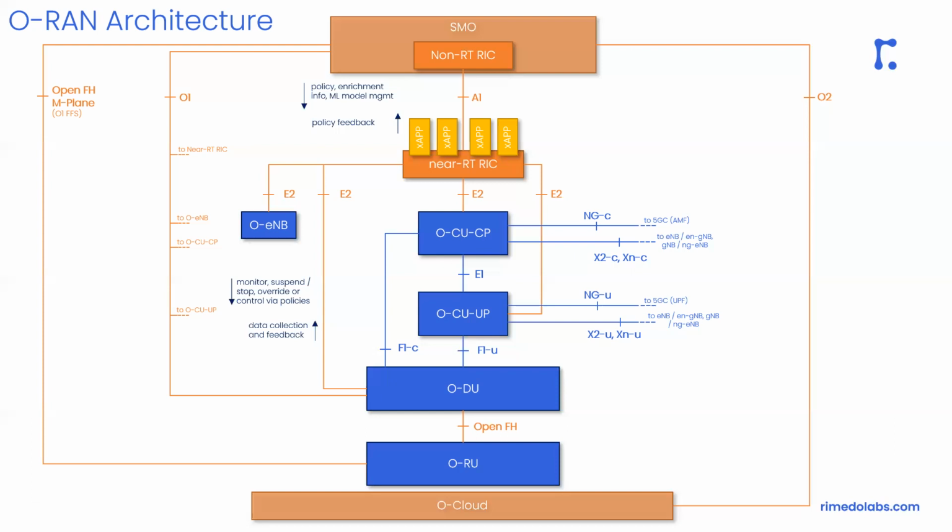So important here is that the A1 and E2 are the control interfaces, whereas O1, Open Fronthaul M-plane, and O2 are the management interfaces.